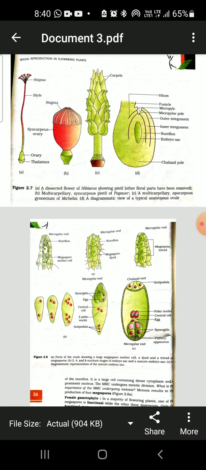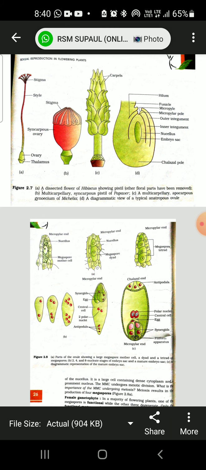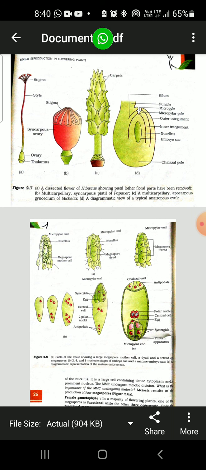Megasporogenesis is the process of development of the female gamete, and a female gamete lies inside the female gametophyte, which is known as the embryo sac. So here in diagram 2.7 of your NCERT book, you can see A, B, C and D. This D is showing the primary structure of an ovule, and the ovule, we know, is located inside the ovary.